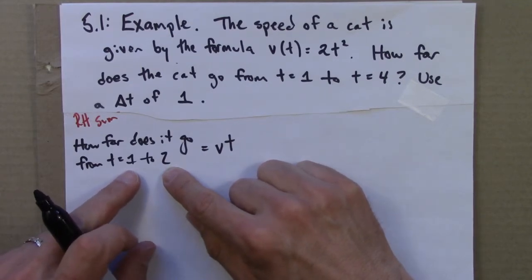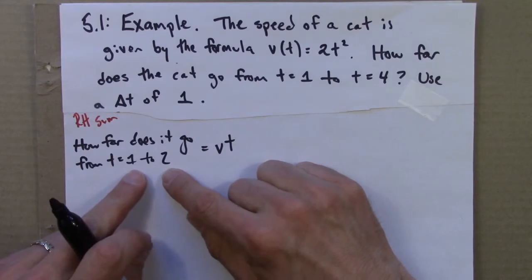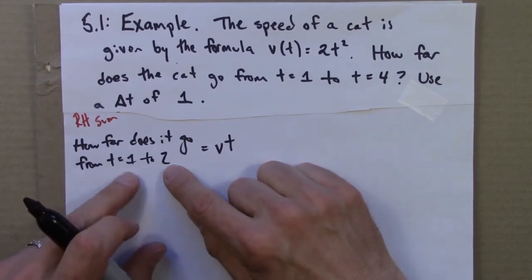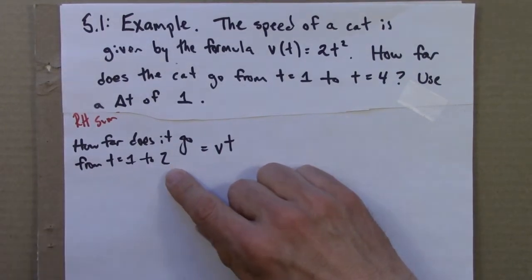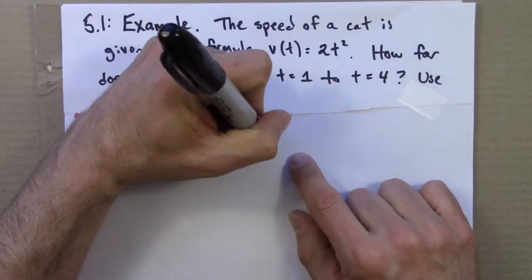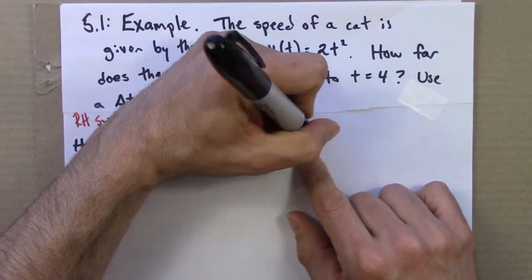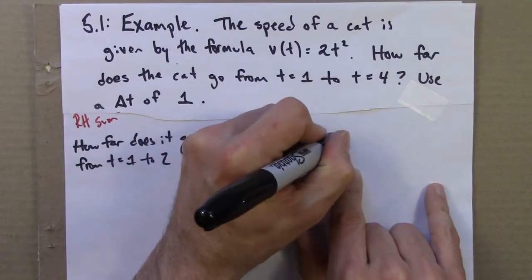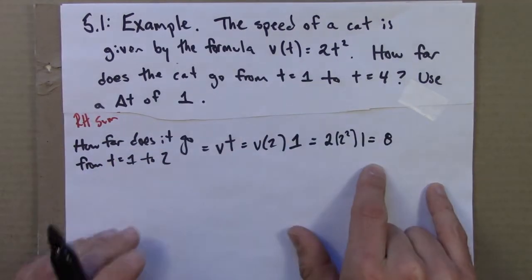Which velocity do we choose for that bogusly constant velocity? Well, since it's a right-hand sum, we're going to choose the value on the right-hand side. That's 2, the end value. So I would say that's v of 2. Delta t is still 1. V of 2 is 2 times 2 squared times 1, which is 8.